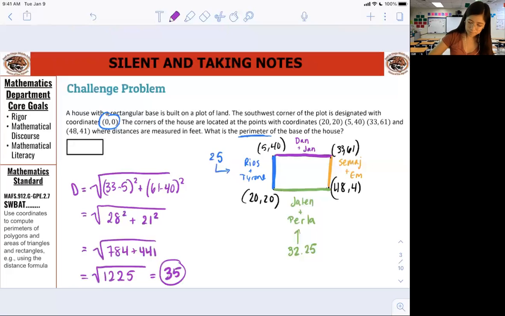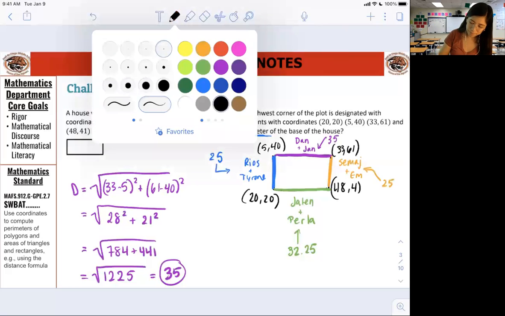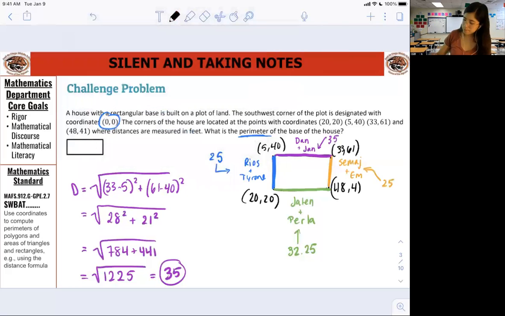So Janelle got it. Good job. And then Emily, I missed your answer. I saw it and then I got distracted. Okay, Emily got 25. And Samaj had to leave, so I believe that should be right as well. Okay, so there are our 4 distances. We added them together. We're going to get the perimeter of this house. So go ahead and now we're going to just add everything up and then we'll get our answer. What do we get?